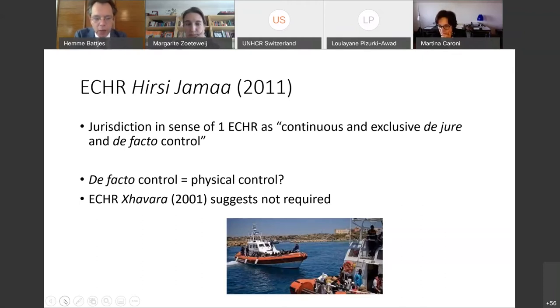What is not clear from the case is whether de facto control means complete physical control, as a state has when it has the migrants on board of this Navy vessel. Now, other cases suggested that it is not required. So there was this case of Xhavara, 2001. There have been other cases where states directed the course of ships without boarding those ships, and that appeared already enough to exercise extraterritorial jurisdiction. So physical control seems not to be needed, at least not at the high seas.